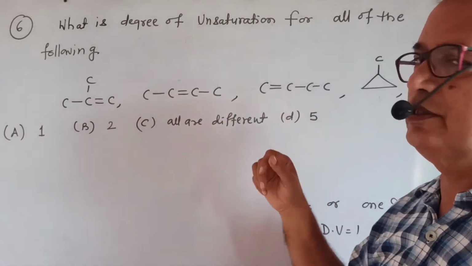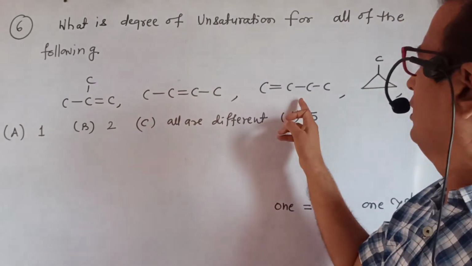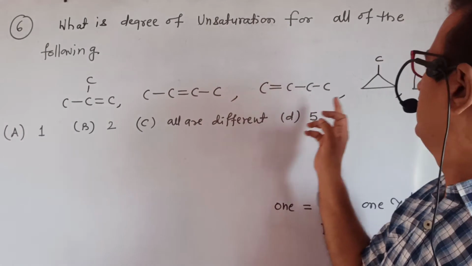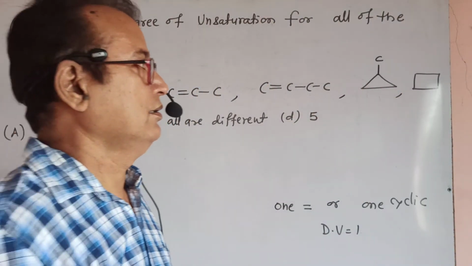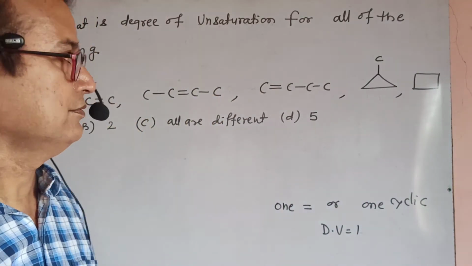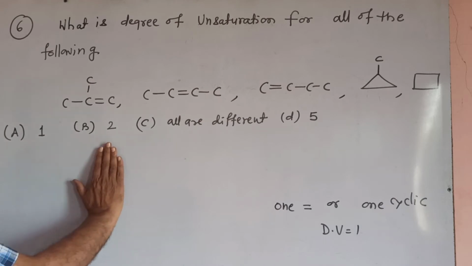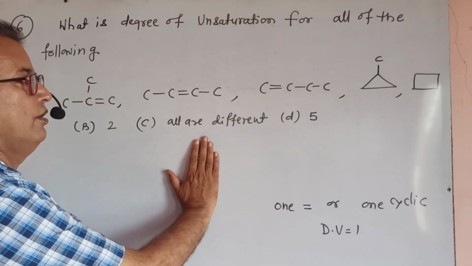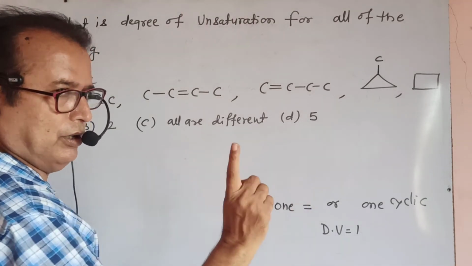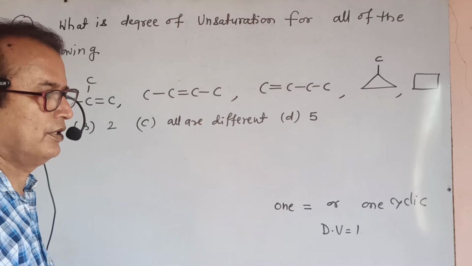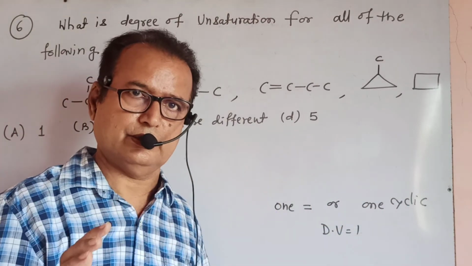1, 2, 3, 4, this is also butene, but this one is but-2-ene and this one is but-1-ene, and this is one of the cyclic structures. This is also a cyclic structure. The answer is that the degree of unsaturation is 1 for all of them. There is a trick: one double bond or one cycle is there in your structure.